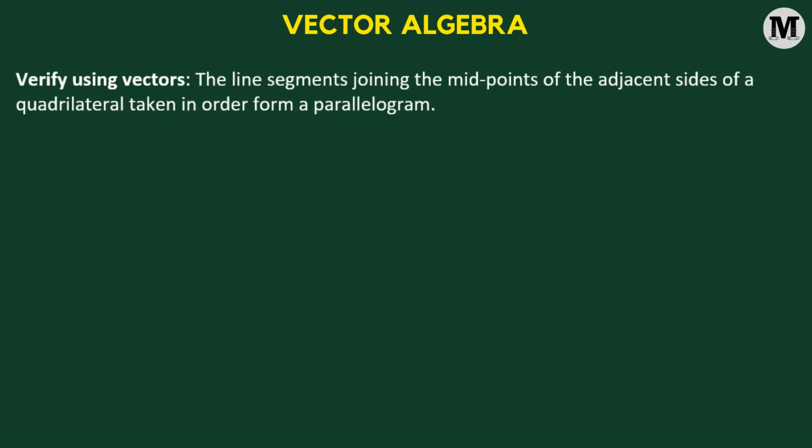We need to verify the following statement using vectors. The line segments joining the midpoints of the adjacent sides of a quadrilateral, taken in order, form a parallelogram. Okay, let's first try to understand this with the help of a diagram.